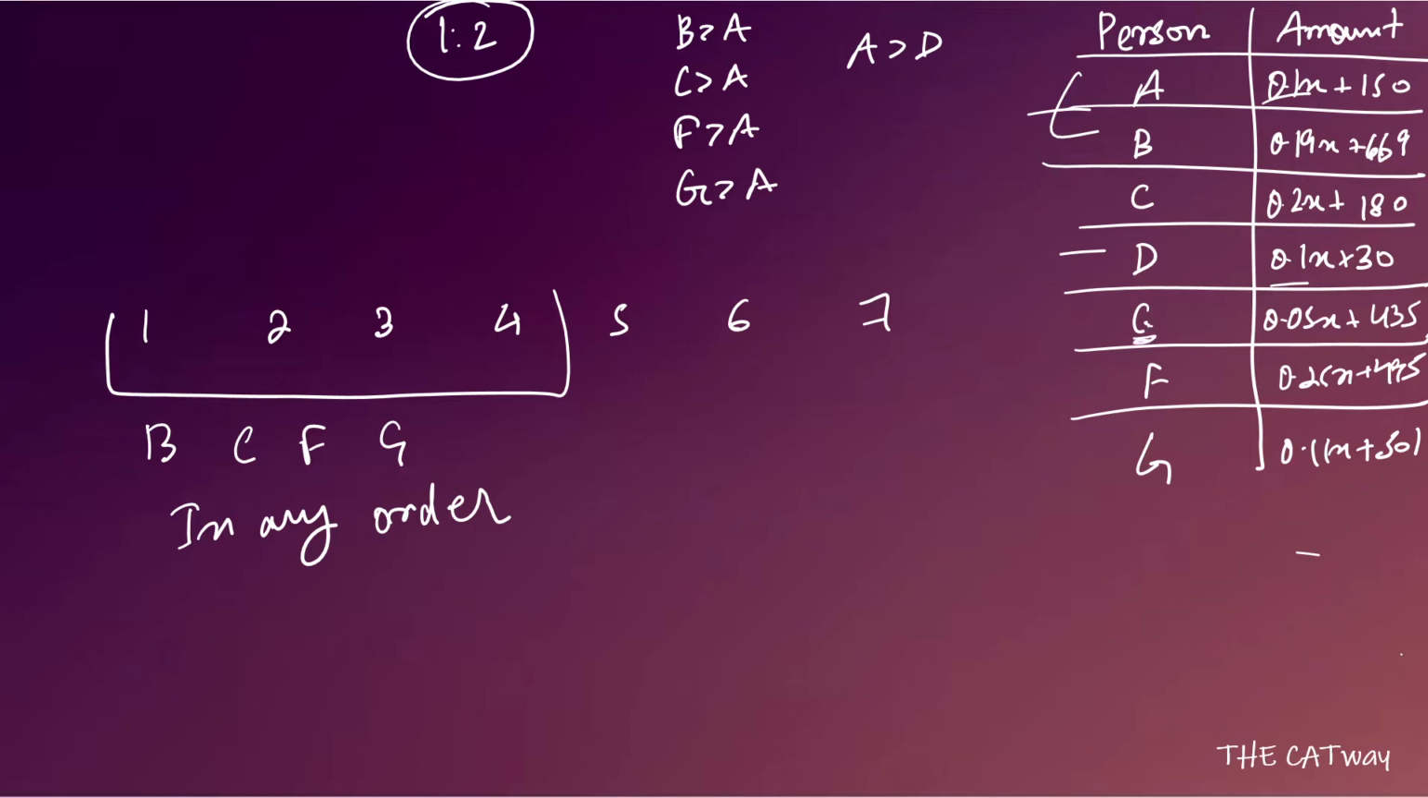Now the issue with this E is that he has less money than both A and D in terms of X, but he has a very high amount in terms of actual money in comparison to A and D. So we cannot say exactly what is going to be the position of E.